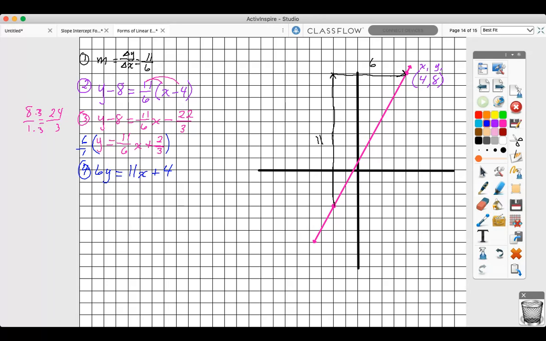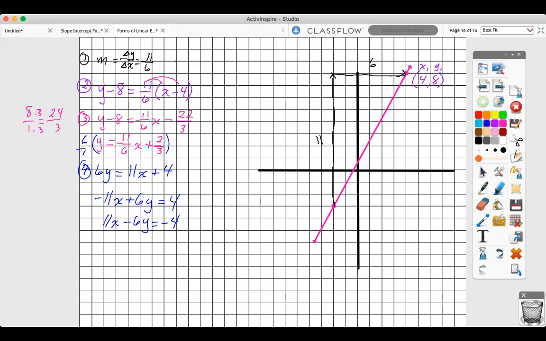All right, we're almost there. We got to get it in standard form, which means that both variable terms need to be on the same side. So we subtract 11x from both sides. So you get negative 11x plus 6y equals 4. Can't have that be a negative, so we got to multiply everything by negative 1. So 11x minus 6y is going to be equal to negative 4. Now this is in proper standard form.